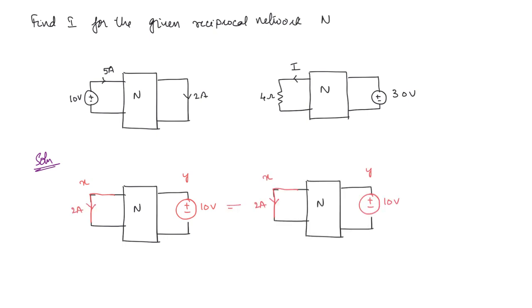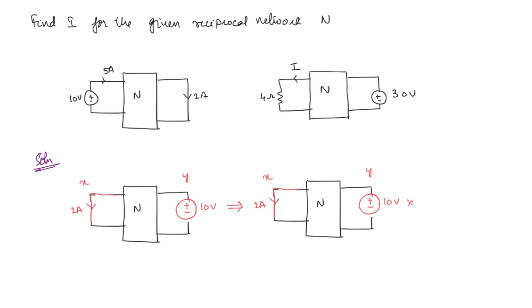Now we know that this is a linear network. So instead of 10 volts, if you write 10 times 3, by the principle of homogeneity, the response also will become 3 times. Remember, we are able to apply this because it is given that it is a reciprocal network. Reciprocal means it should be linear, and if it is a linear network, then it will satisfy the homogeneity property.